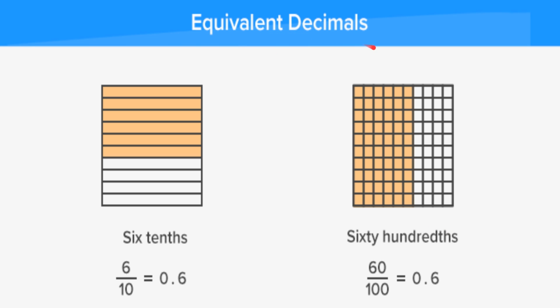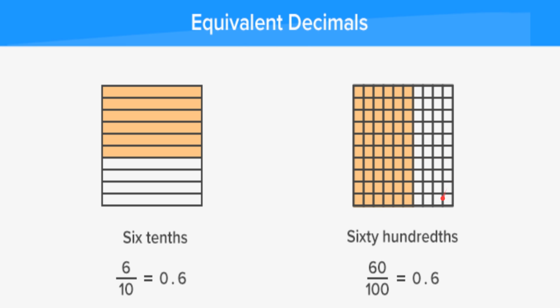There are equivalent decimals, right? So you have got two diagrams here. 6 tenths. 6 tenths means 6 by 10. So this is a whole one number, out of which there are 10 parts, out of which 6 are taken. So that's how it is 6 by 10. 6 by 10 is a fraction. That fraction is equivalent to 0.6.